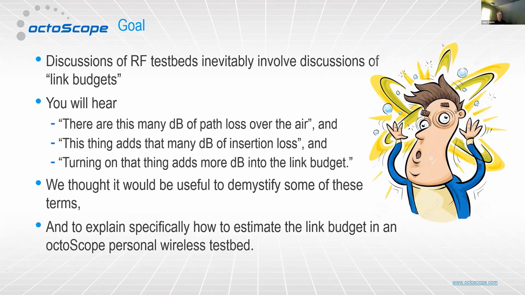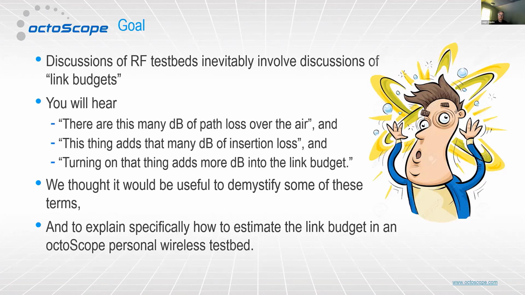So when you talk about link budgets, you inevitably hear things like, oh, well, we have this many dB of path loss over the air, or if we stick this thing in, we're going to get some more dB of path loss, or if we put on that thing, we'll get some more dB in the link budget. So we thought it would be useful to try and clarify what all that means and really get into some details of what that means inside a personal testbed like the Octoscope testbed.